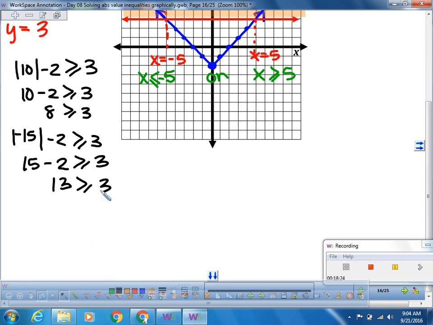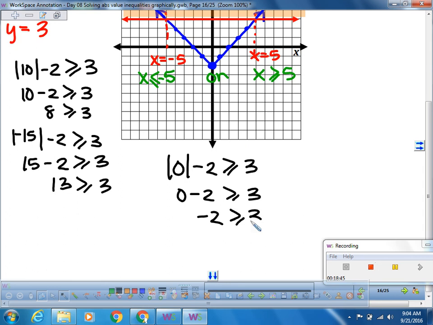Let's try 0. So 0 minus 2. Absolute value of 0 is 0, minus 2 is greater than or equal to 3. Is negative 2 greater than or equal to 3? No. Doesn't work. So you can always test it. Does that make sense? If you're worried about your signs, you can always test it. And the easiest number to test is 0, right?